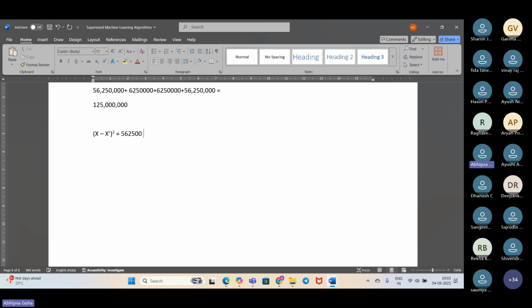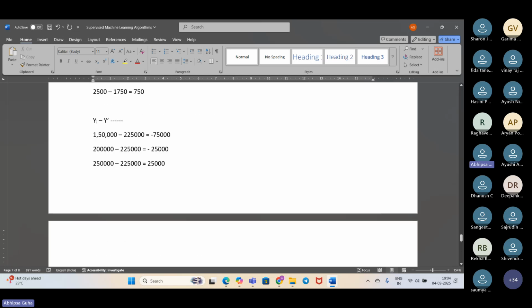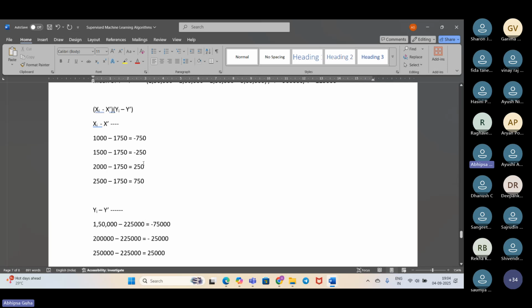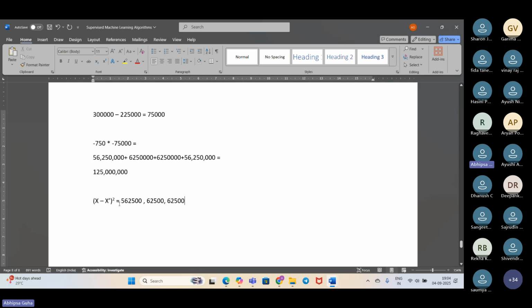Again 62500, because we have the same data like in the minus, 250 and 250. Similarly, the last also 750, so this same data we will be getting, 562500. Right? This much understood? Yes, ma'am. Okay, got it. So now we need to do the sum operation up here. We need to do the sum of this.